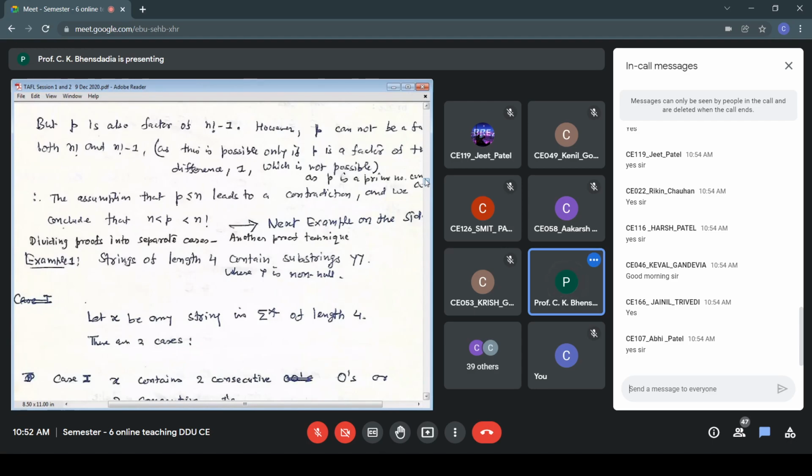Suppose I want to prove a statement for some set of values. I'll divide those set of values into an appropriate number of classes, and for each class I'll prove the statement. Dividing the proof into cases: whatever my range is, I'll divide that into an appropriate number of classes and prove the statement for each of the classes.